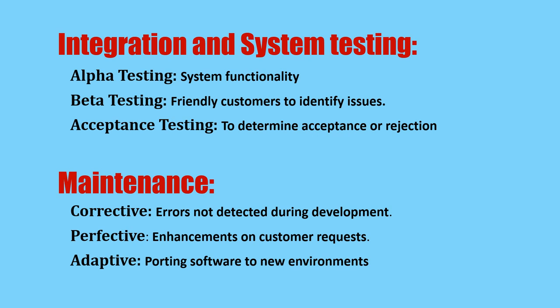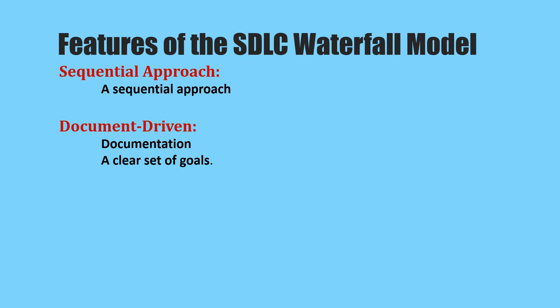Features of the SDLC waterfall model. Sequential approach. The waterfall model involves a sequential approach to software development where each phase of the project is completed before moving on to the next one. Document driven. The waterfall model relies heavily on documentation to ensure that the project is well defined and the project team is working toward a clear set of goals.